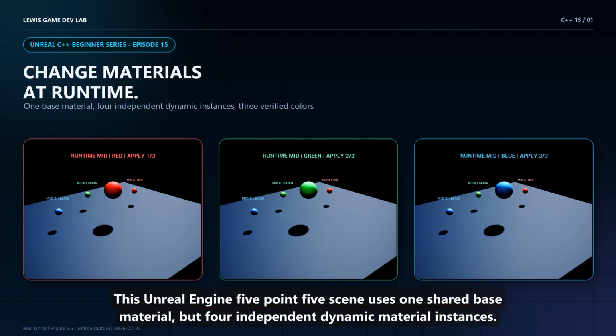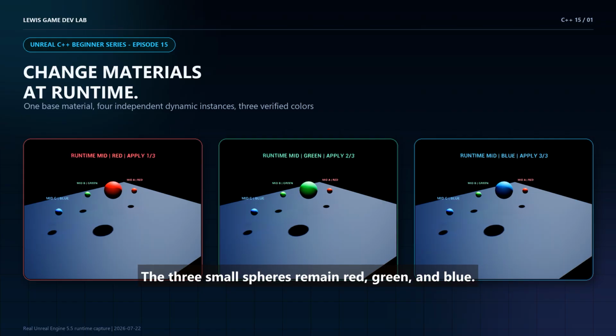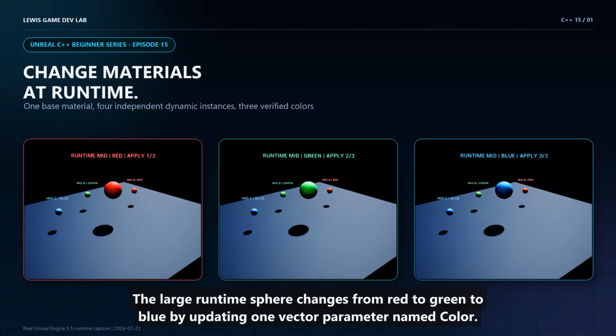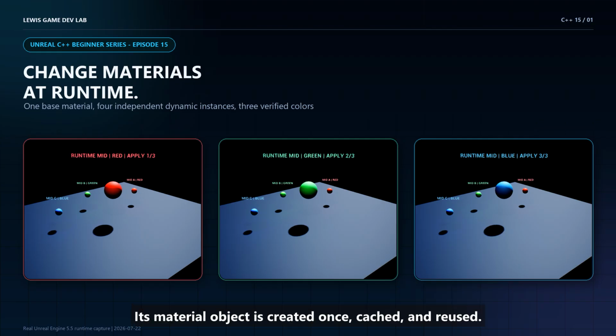This Unreal Engine 5.5 scene uses one shared base material, but 4 independent dynamic material instances. The 3 small spheres remain red, green, and blue. The large runtime sphere changes from red to green to blue by updating one vector parameter named color. Its material object is created once, cached, and reused.